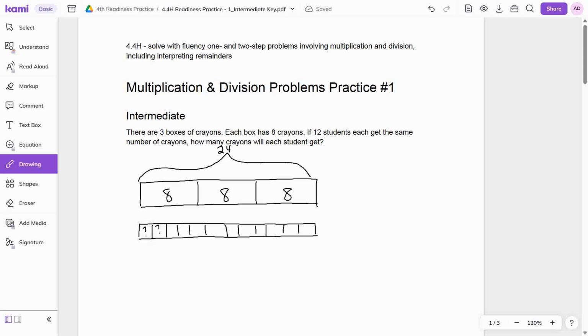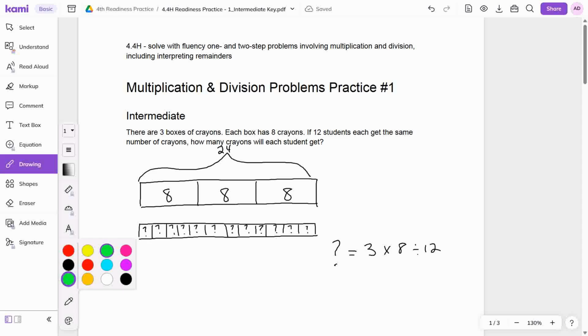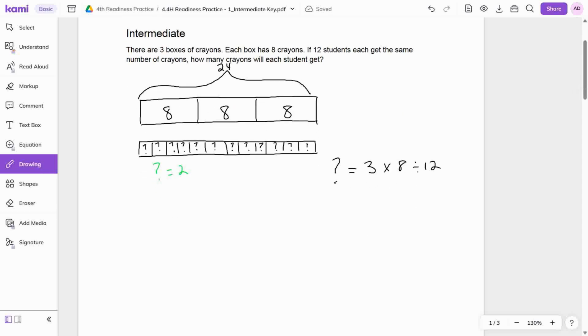Now, I'm going to put a question mark into each one because what I'm trying to figure out is, if I take 24 and split it into 12 equal parts, how many goes into each? Really, if we wanted to put it all together in one equation, we did 8 times 3, or 3 times 8, 3 groups of 8, and then we divide it by 12. And so 24 divided by 12, that's going to make 2, right? So let's put that in green. My question mark equals 2. And I'll write that in a sentence: each student gets 2 crayons.